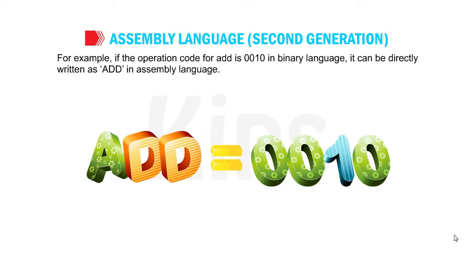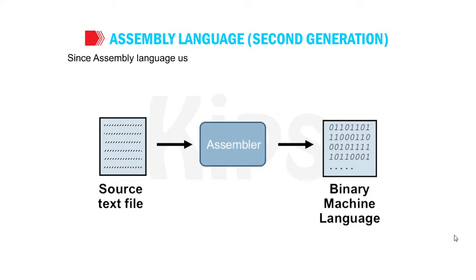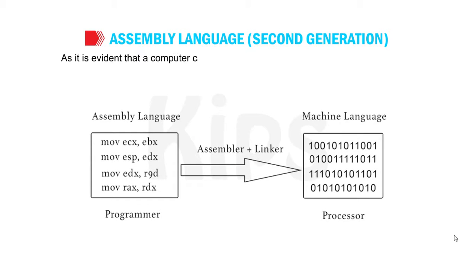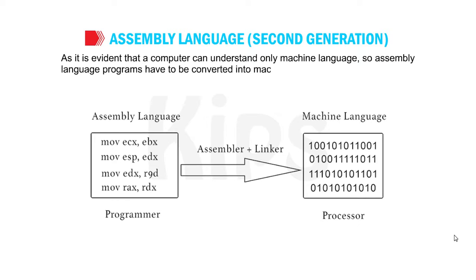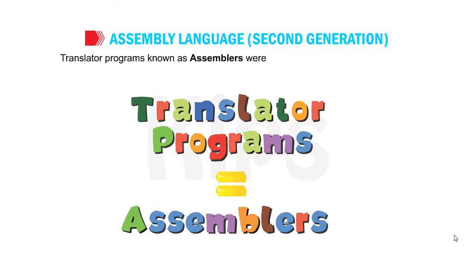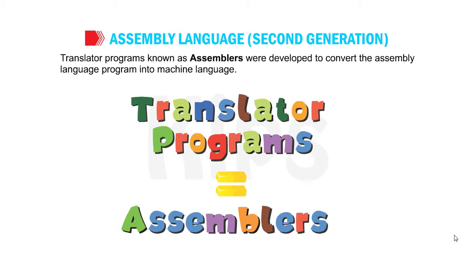in assembly language. Since assembly language uses symbolic codes, it is easier to work with assembly language than in binary language, as it is evident that a computer can understand only machine language. So, assembly language programs have to be converted into machine language. Translator programs known as assemblers were developed to convert the assembly language program into machine language.